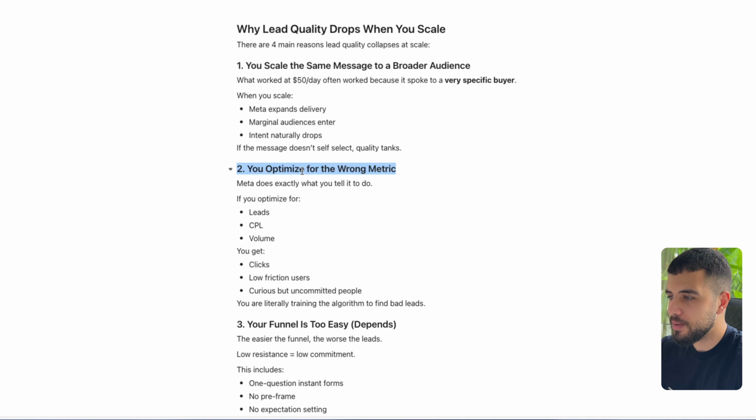Number 2 is you optimize for the wrong metrics. You optimize for leads, cost per lead, and volume. So what happens is anyone could be a lead. If you're collecting their name, email, phone number, this doesn't mean that they're qualified, basically. So what you're getting is clicks, low friction users, and curious but uncommitted people.